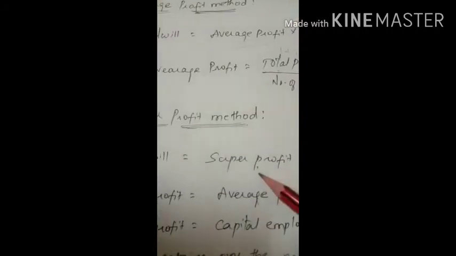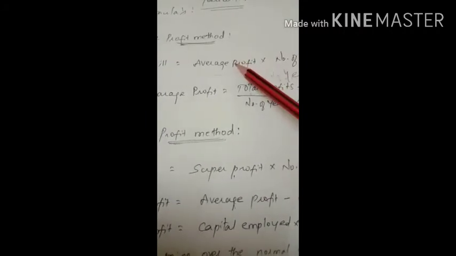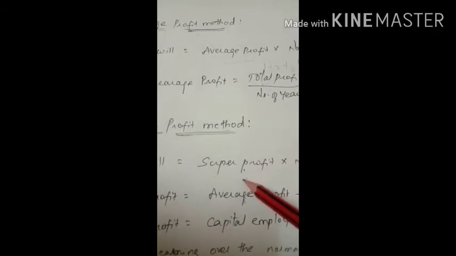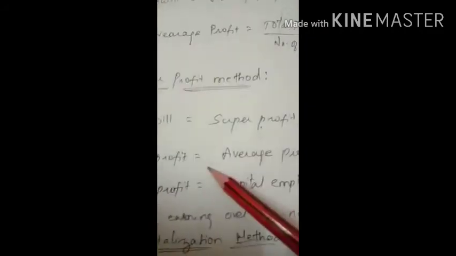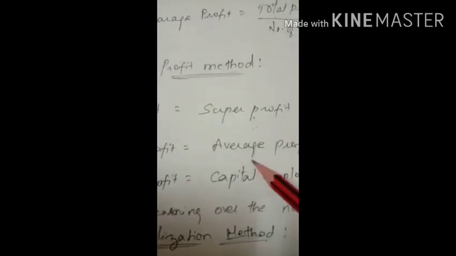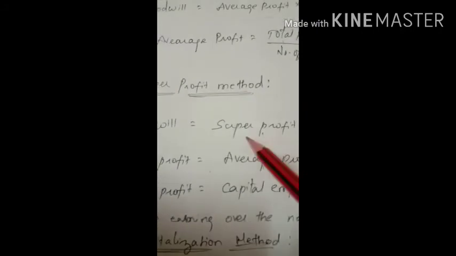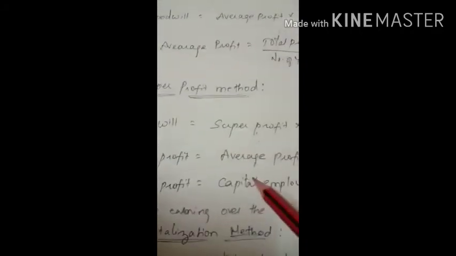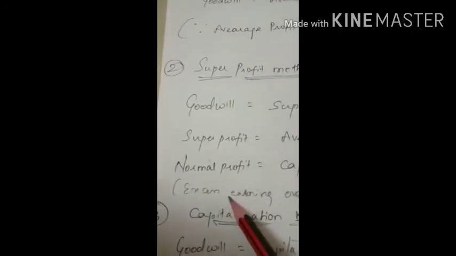So we know how to find average profit. Average profit is total profit divided by number of years. So in the same way we should have a formula for super profit. Super profit is equal to average profit minus normal profit. So the profits of the number of years will be added and divided by those number of years, minus the expected normal profit. This will be subtracted to get super profit. That is average profit minus normal profit. That is super profit.